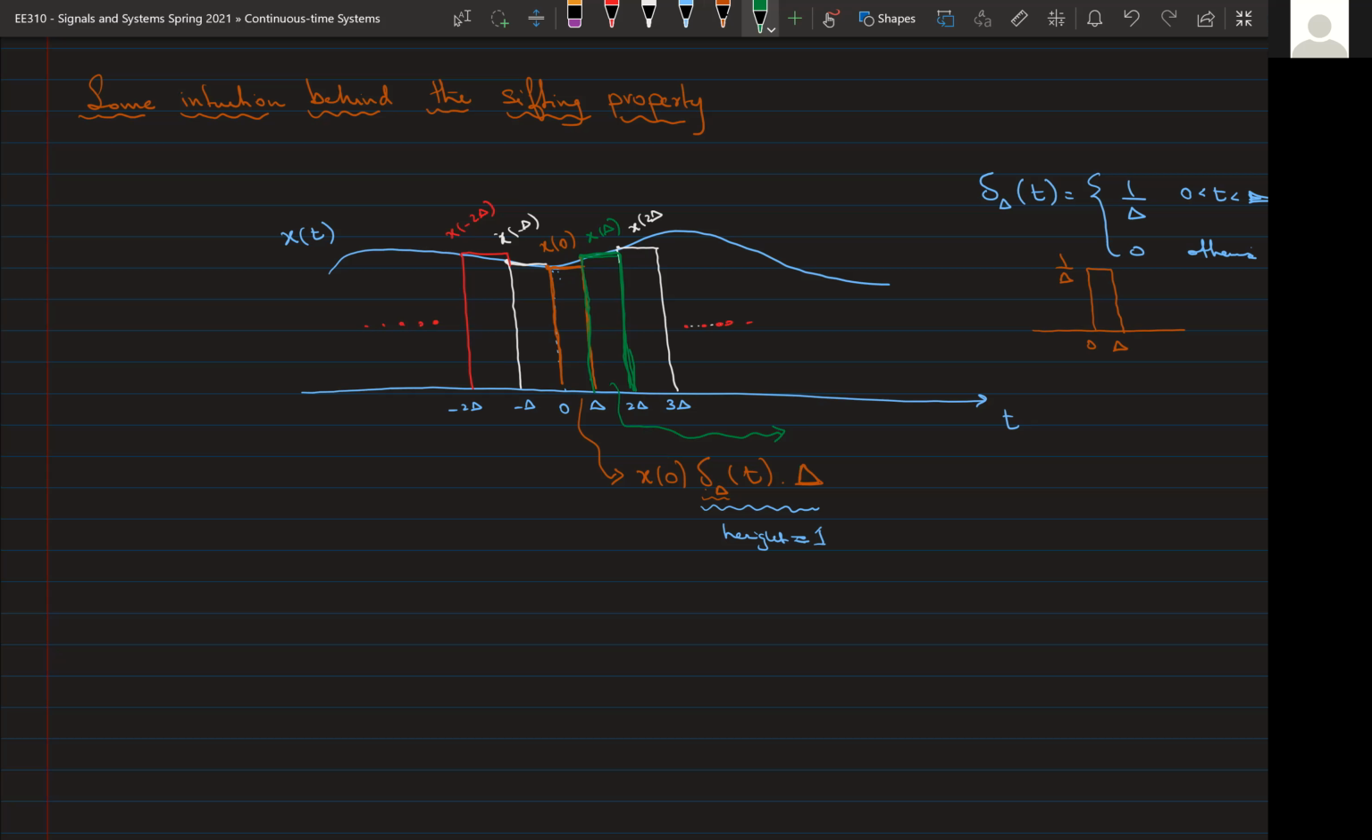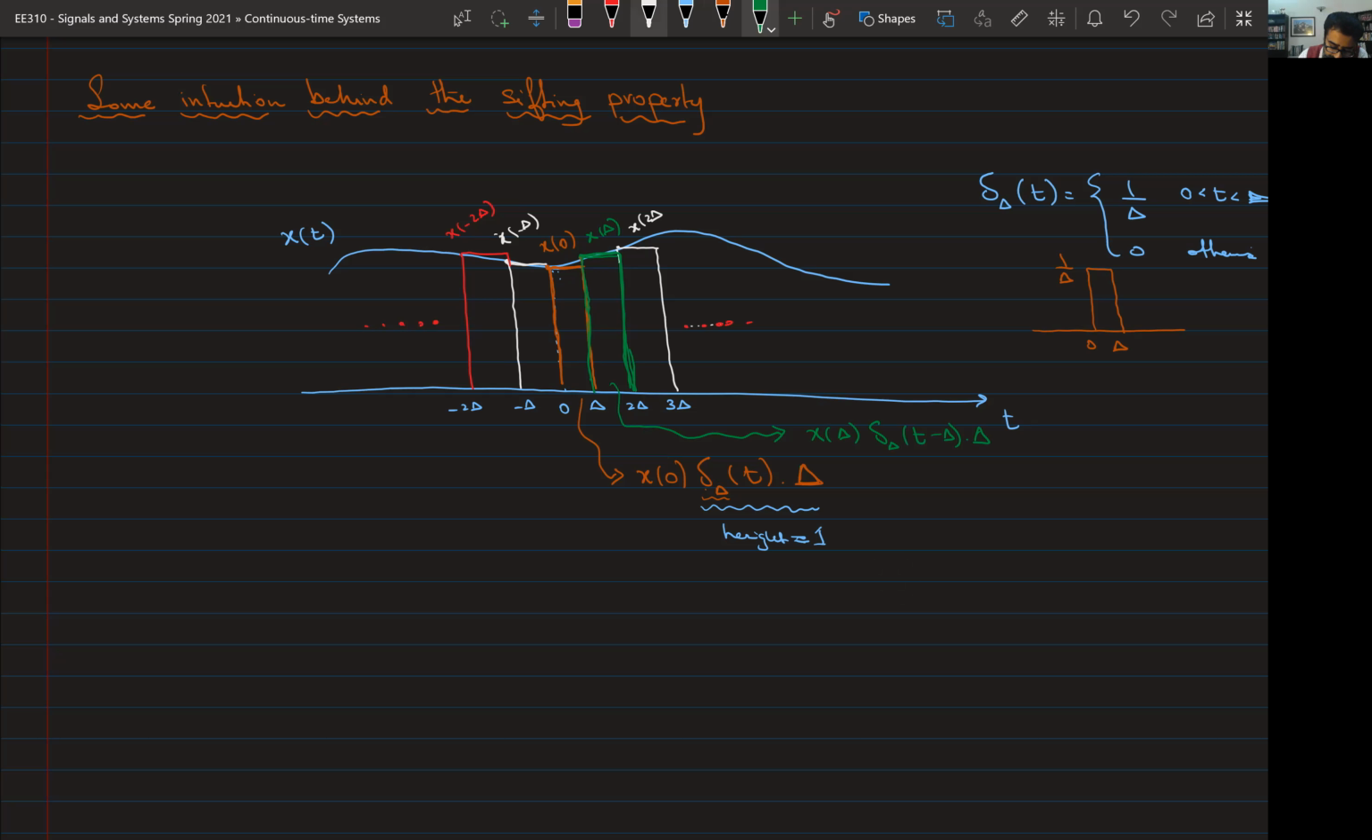Sir, I think it will be x of delta times the approximation of t minus delta, times delta. Excellent. So this is x of delta times the approximation of t minus delta times delta. Good job, Ibrahim.